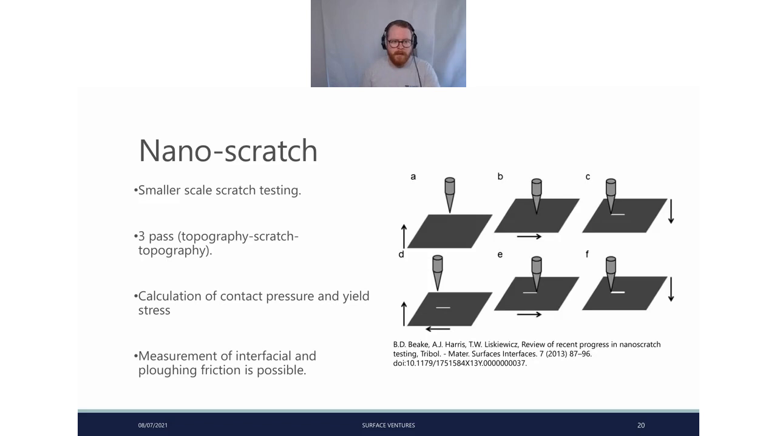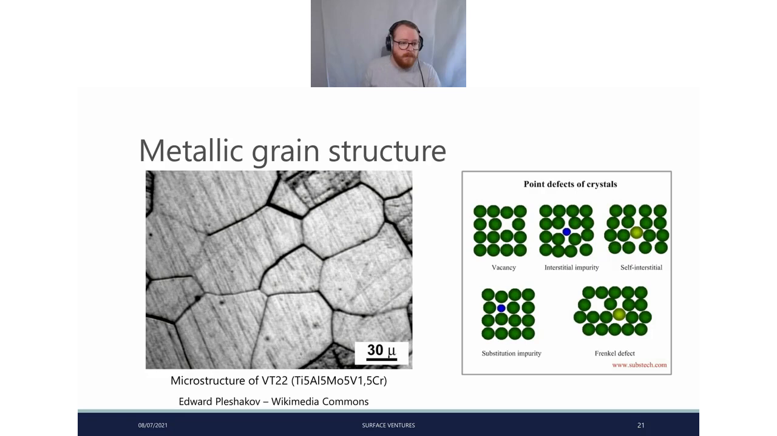This is typically taken as a three-pass technique, so topography, scratch, topography. So we can look at what the pre-scratch area was like, area afterwards, during the scratch, and then afterwards, as this allows us to measure depth, and we can then use that to measure contact pressure, yield stress, and then you can also use this for the measurement of interfacial and plowing friction, which is very, very useful for getting to the fundamentals of interaction between two different surfaces or two different materials.